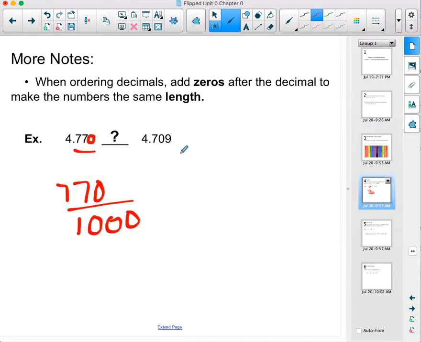My decimal part here is 709. That's 709 thousandths. So we're just showing this in a different representation, looking at it as fractions. And you remember comparing fractions, we would have our common denominators, so all we have to do is look at the numerators, and we know that 770 is a larger number than 709. So that tells me that 4 and 77 hundredths is greater than 4 and 709 thousandths.